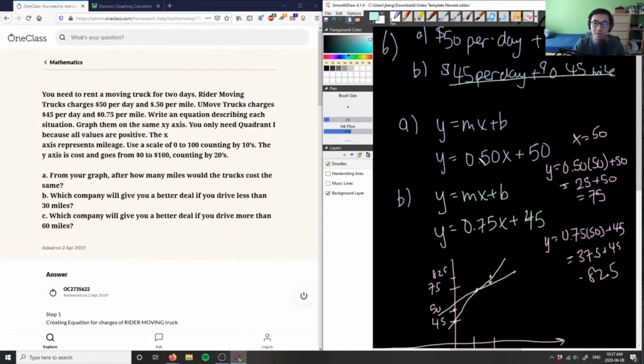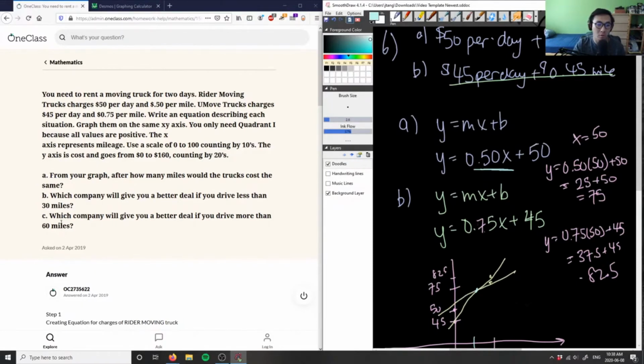Equation A here, because the slope here is less steep than 0.75 here, right? So although you're paying more for the initial cost here, which is $55 more, you're driving less miles. So the slope here, the 0.5, the rate of change here is going to be less.